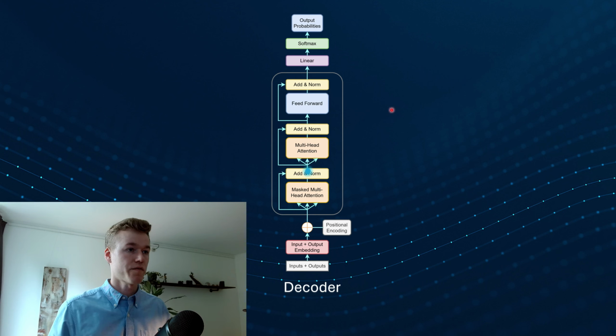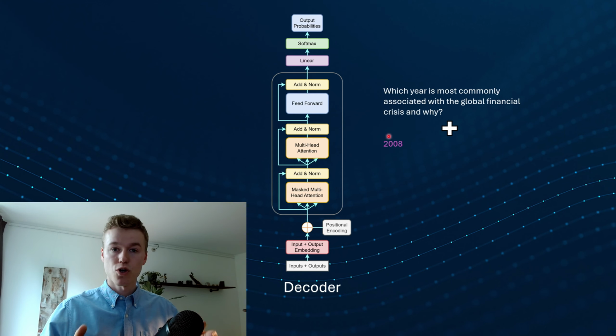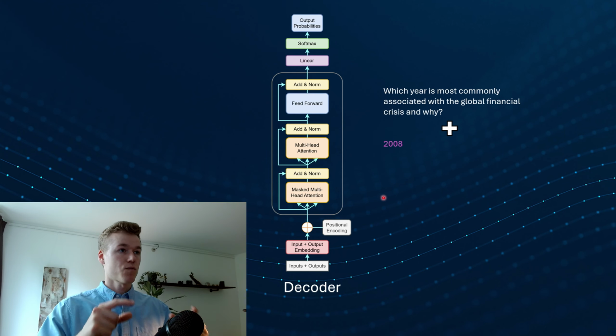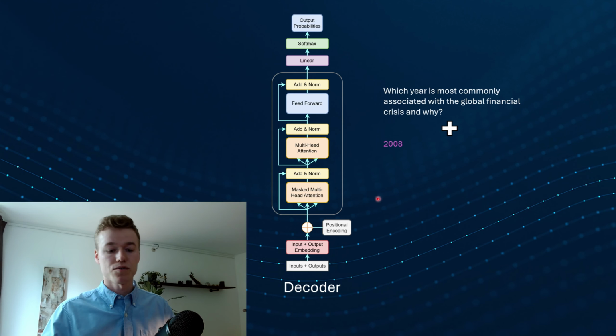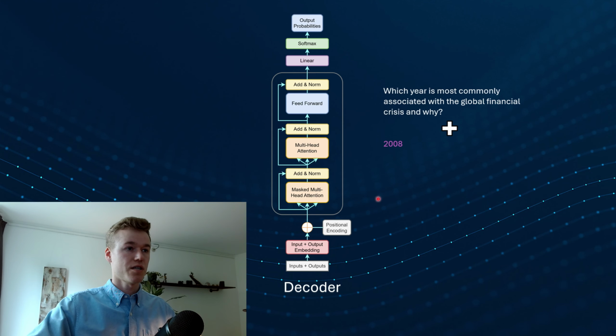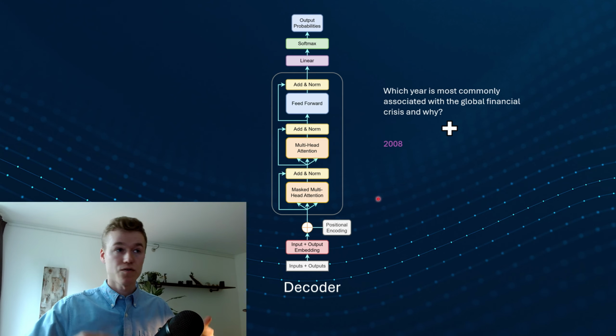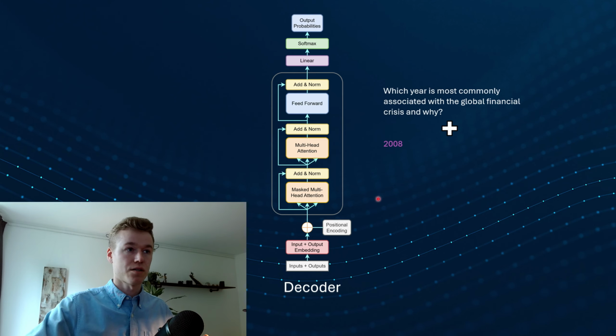So it reads from left to right, from right to left, and then it predicts the first token. So the output probabilities, that is just a list of probabilities where there is a probability for each token in the entire vocabulary. And then it just randomly picks the token based on probabilities. And that is 2008. So let's continue and see if it can predict the correct answer.